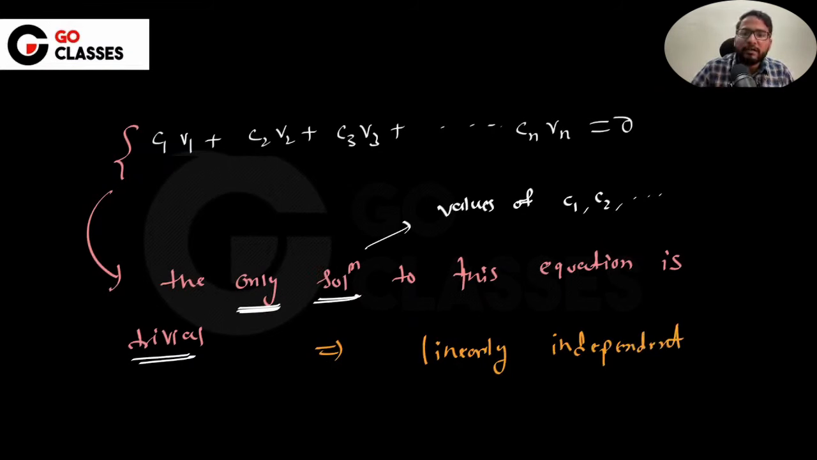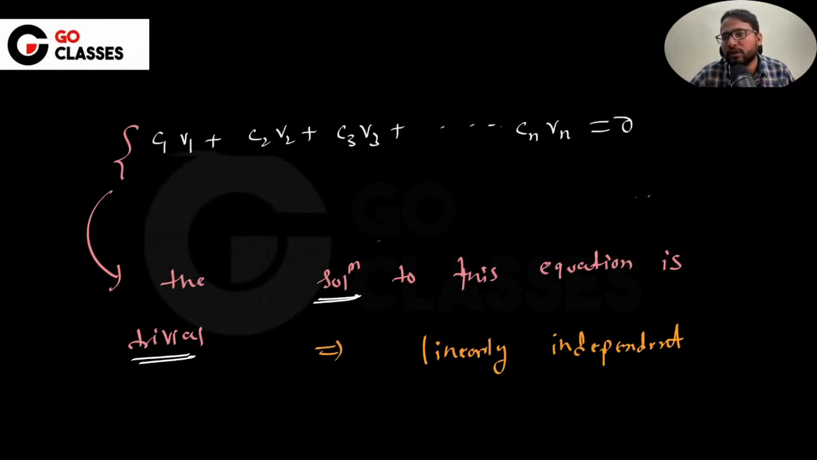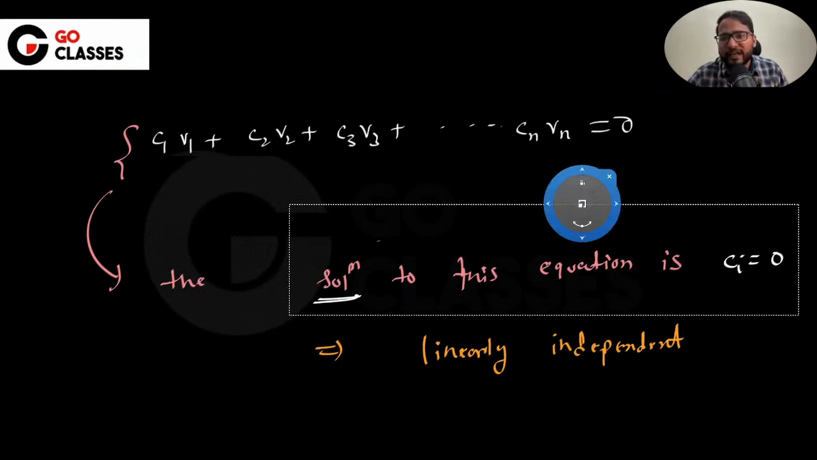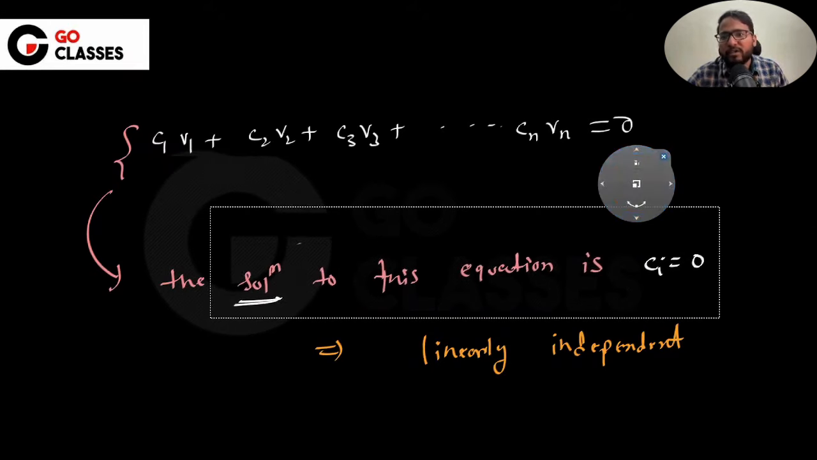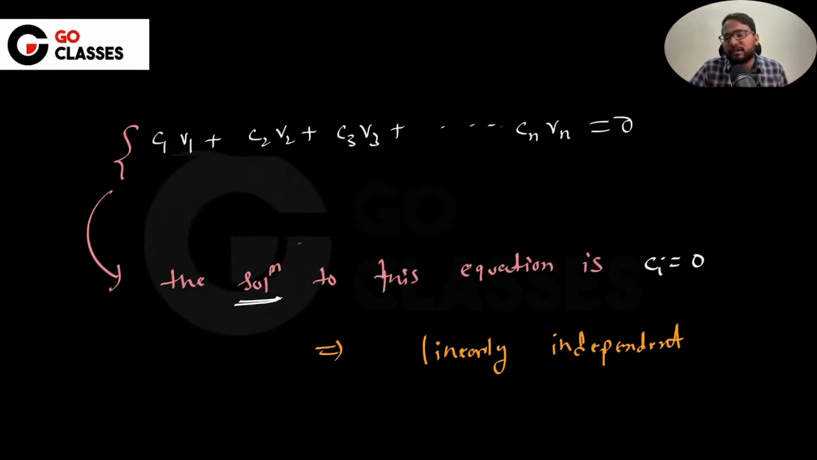Suppose they say that the solution to this equation is all ci's are zero. Then can you say linearly dependent or independent? See, that's the very trivial thing they're telling me. They're not adding any information to my knowledge. They are saying the solution to this equation is all ci's are zero. Brother, I already know that all ci's are zero. Tell me whether non-zero exists or not, right?